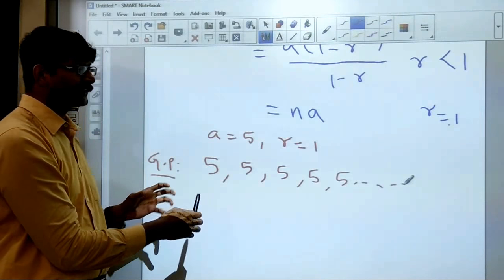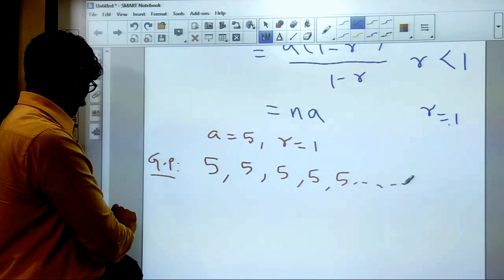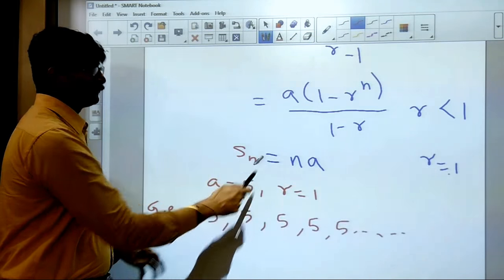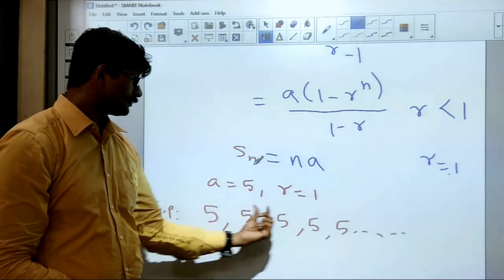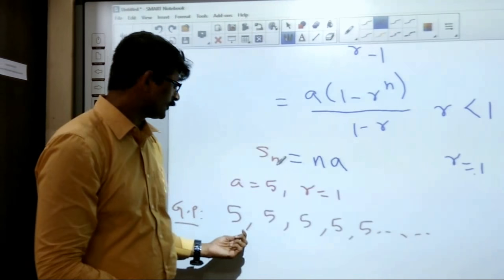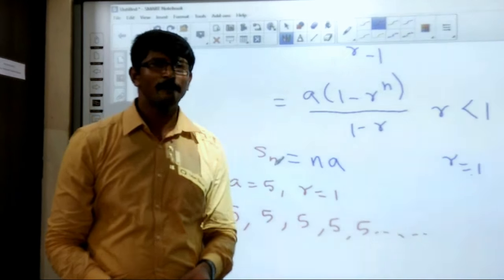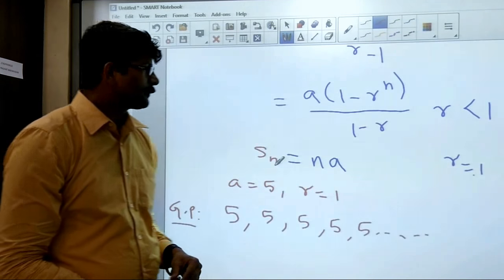So when R is equal to 1, the progression remains the same number. In case you have to find, say, the sum of first 5 terms, Sn, so 1, 2, 3, 4, 5, how are you going to do that? 5 times the first number. That's easy, isn't it? I hope you have understood this.